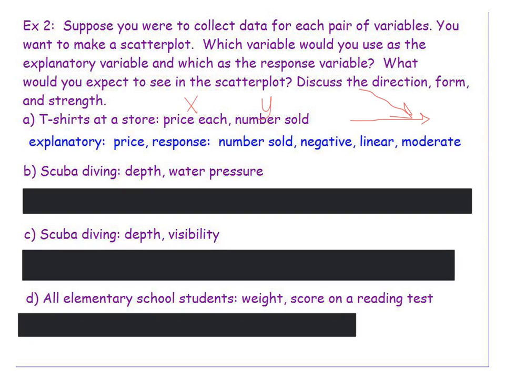So we said the explanatory variable was price. The response variable was the number sold. It is negative, it is linear, and I'm sorry, that should say strong. So let's just scribble that out and say strong. That was a typo.